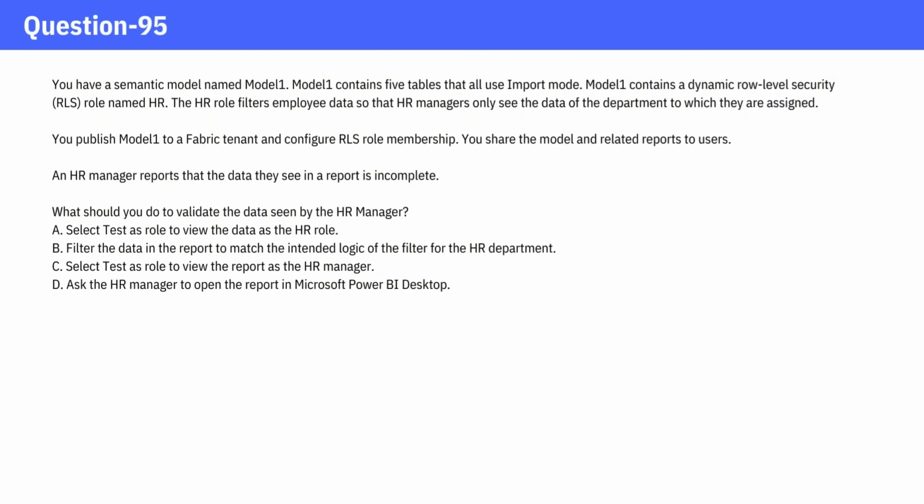An HR manager reports that the data they see in a report is incomplete. What should you do to validate the data seen by the HR manager? A. Select Test as role to view the data as the HR role. B. Filter the data in the report to match the intended logic of the filter for the HR department. C. Select Test as role to view the report as the HR manager. D. Ask the HR manager to open the report in Microsoft Power BI Desktop. Pause the video and give it a think and check the answer.